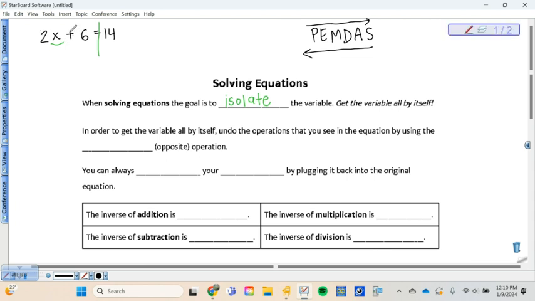So let's look at this. I've got 2x plus 6 equals 14. What are the original operations that we see in this equation? Good, there's addition, plus 6. What else is there? Multiplication. I don't see any division in here. Where is the multiplication? Because I don't see any multiplication sign. Very good. 2x means 2 times x. So that means I have multiplication and I have addition. If I was following PEMDAS, I would do the multiplication and then the addition, right?